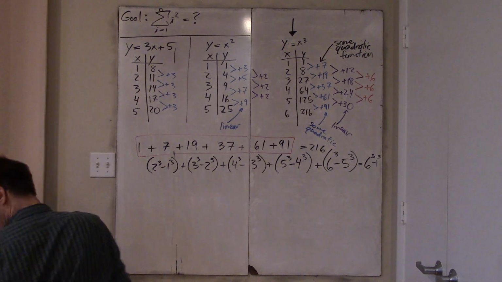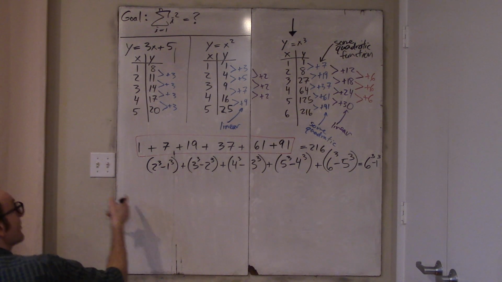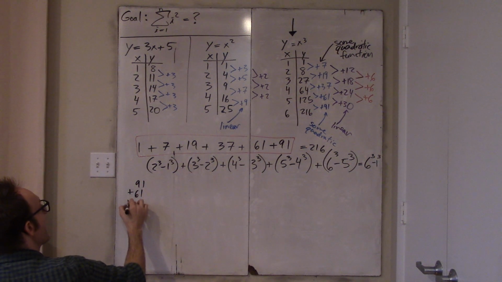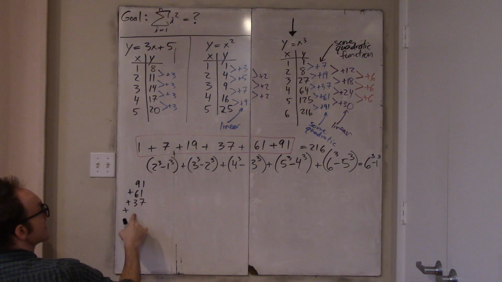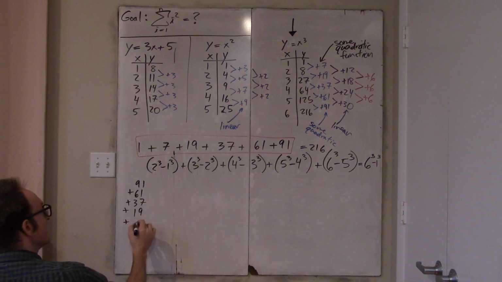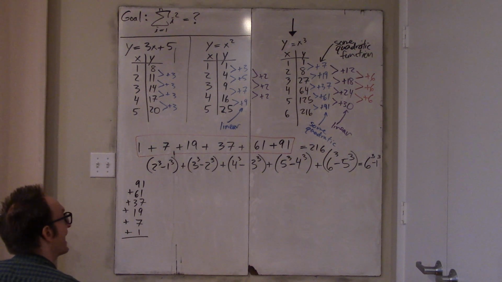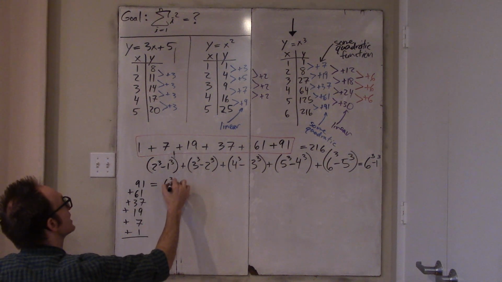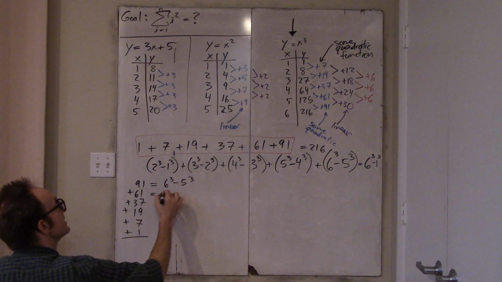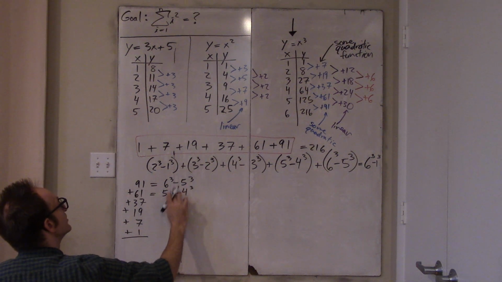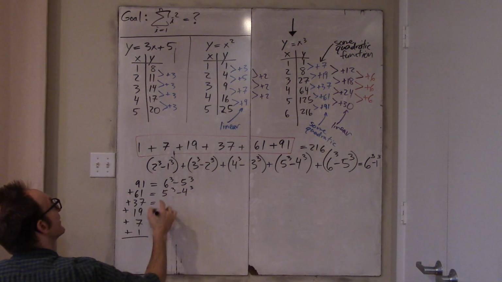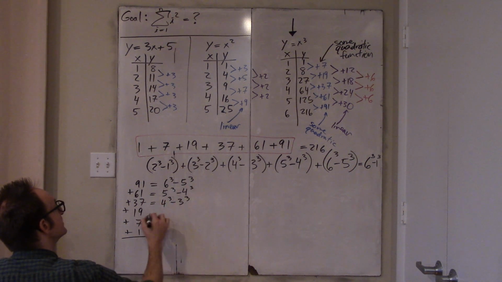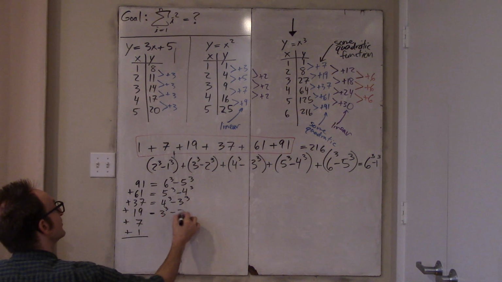In other words, suppose I want to add 91 and 61 and 37 and 19 and 7 and 1 together. Okay, well, how do I do this? Well, I just think of 91 as 6 cubed minus 5 cubed. I think of 61 as 5 cubed minus 4 cubed. I think of 37 as 4 cubed minus 3 cubed. I think of 19 as 3 cubed minus 2 cubed.